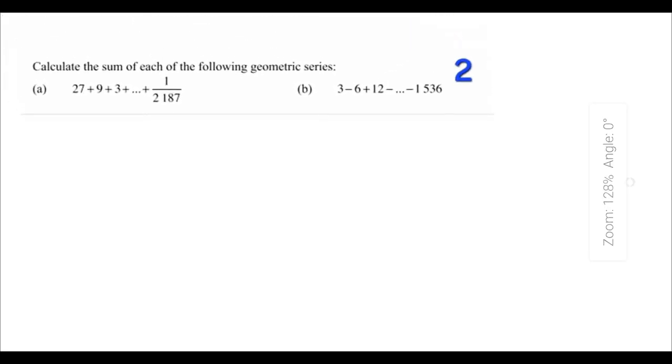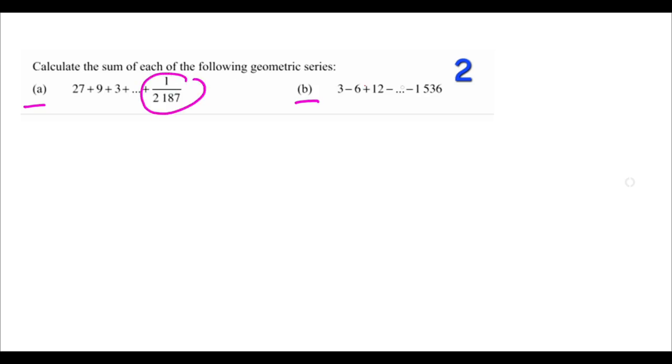Question number 2. Calculate the sum of each of the following geometric series. So this is part A, this is part B. Obviously, according to the formula, we need A and R and n. So in here, we don't have the number of terms. Now we need to find the number of terms first before we solve the question. First, we need to determine the number of terms in a series. So we equate Sn to the last term in the series and solve for n.